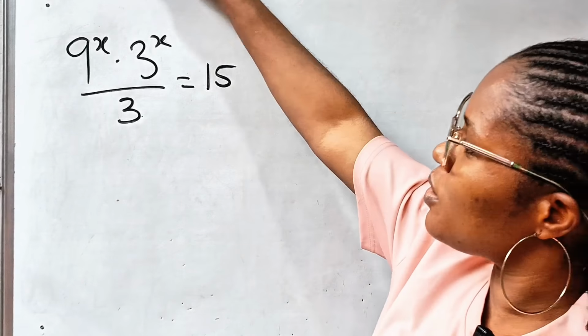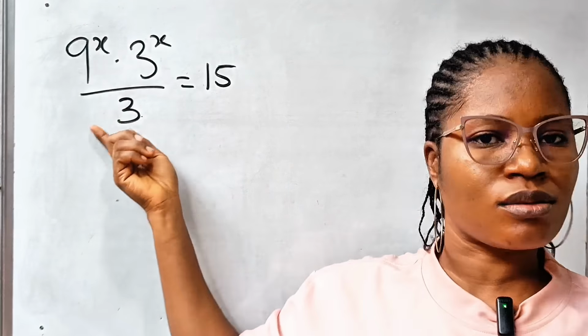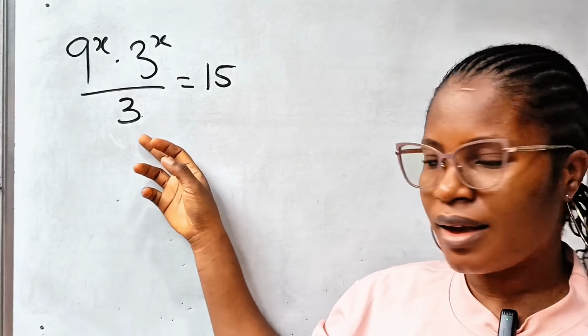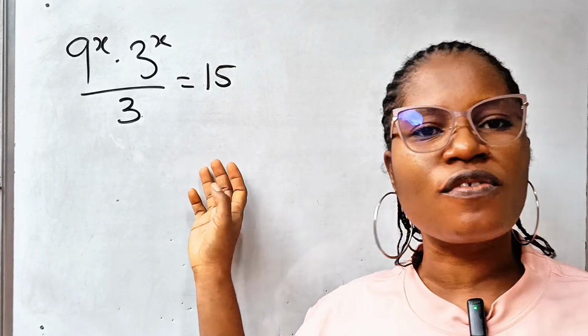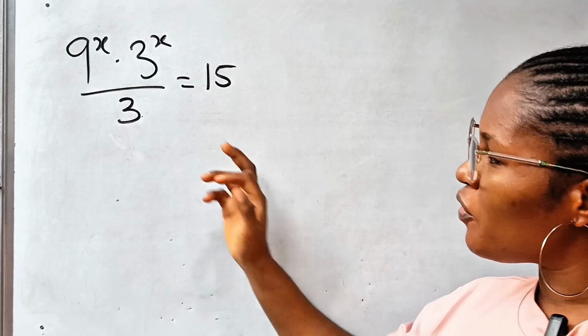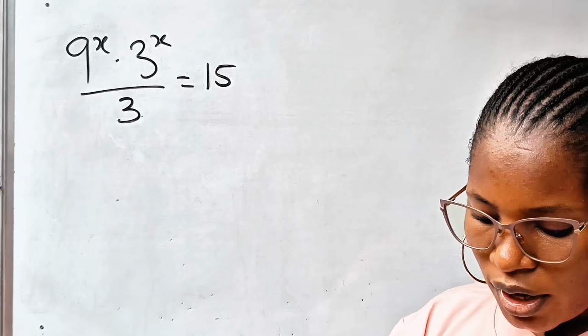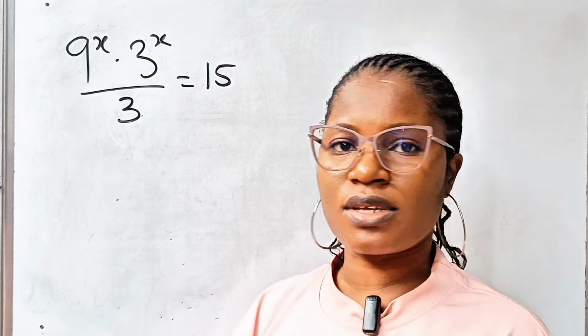The first thing we need to do is, you will notice something. This is like an obstacle. This square, this 3 here. So first of all, let's remove it. Let's know what we are seeing and what we are not seeing. So to remove this, we are going to multiply both sides by 3. Okay? So let's multiply both sides by 3.